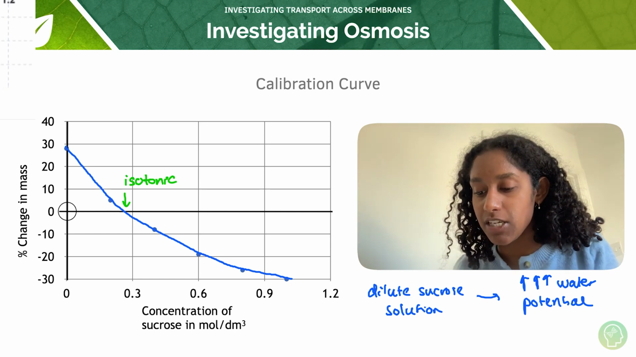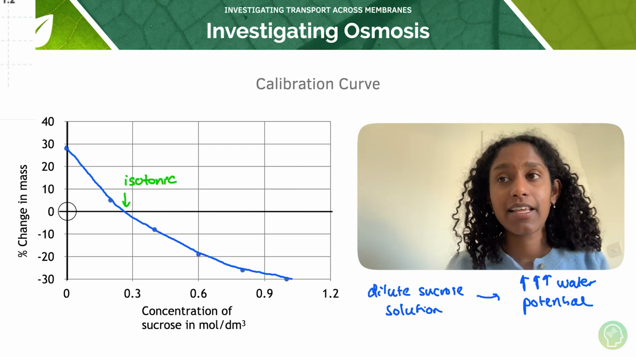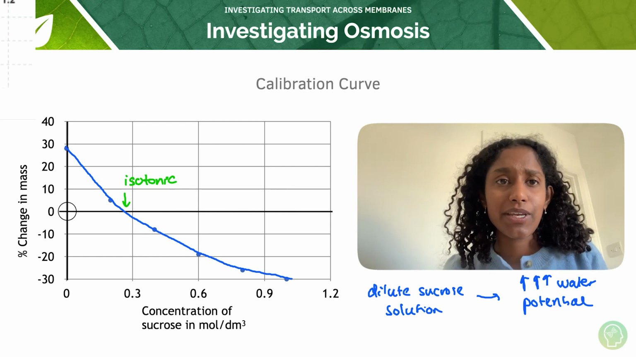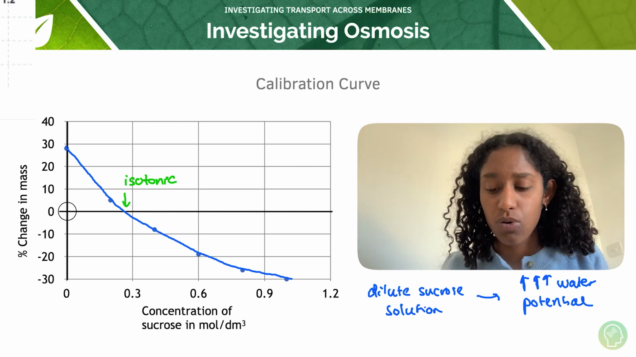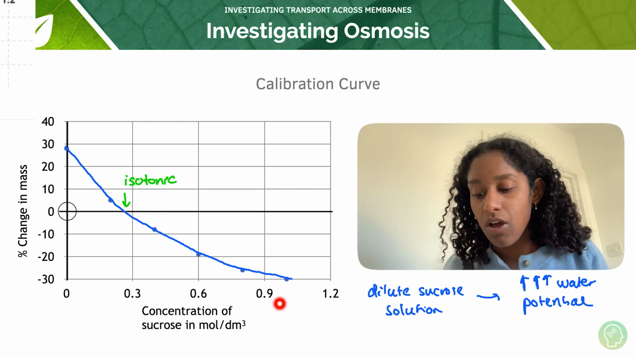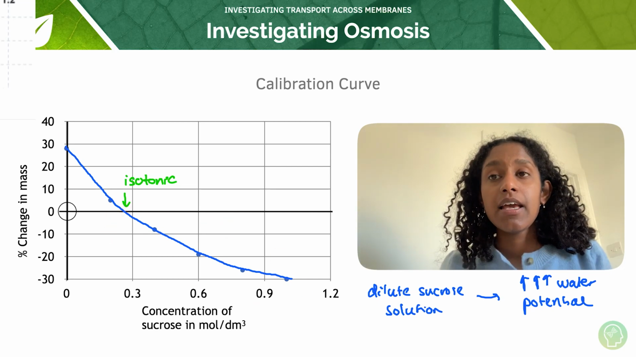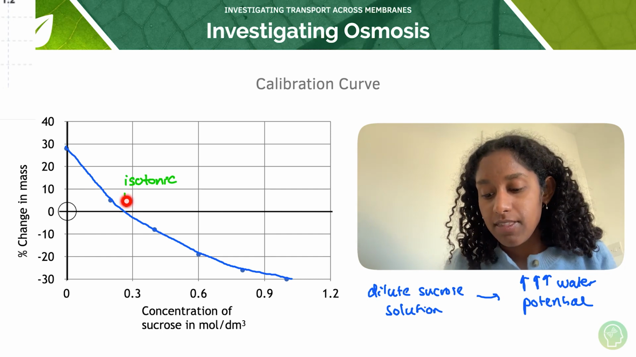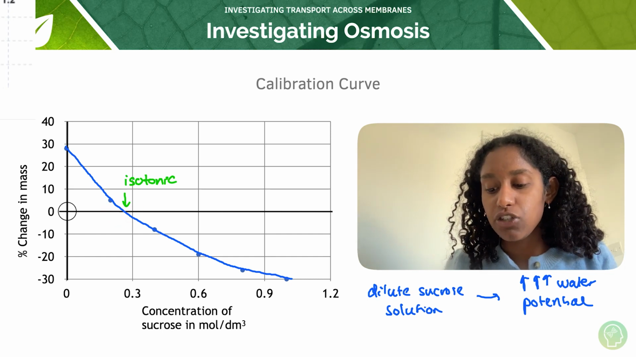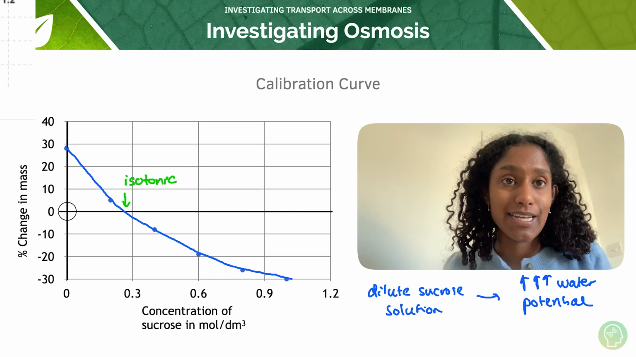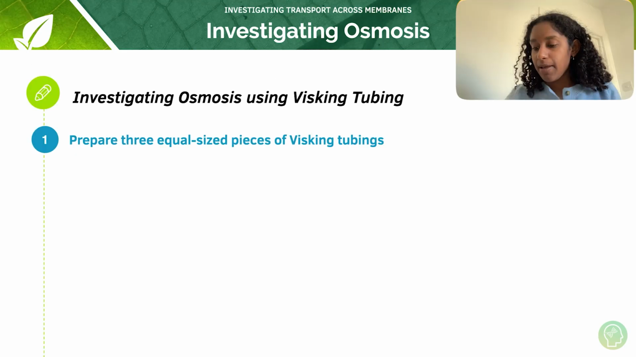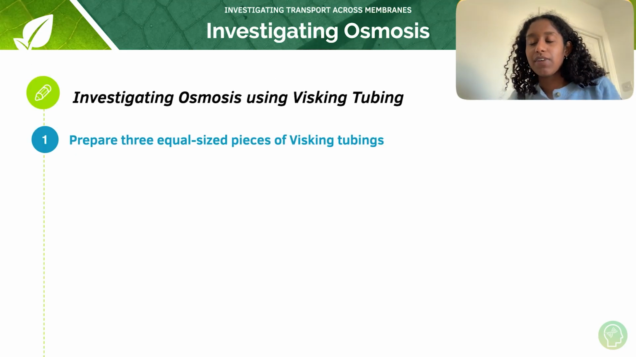So I hope that makes sense to you. That's our calibration curve explained. If that didn't make sense, just rewind the video and go back and listen to my explanation of what these different points of the calibration curve mean. It's also really important that you understand that this is the point at which the sucrose solution is isotonic with our potato sample. Okay, so that is one way we investigate osmosis.